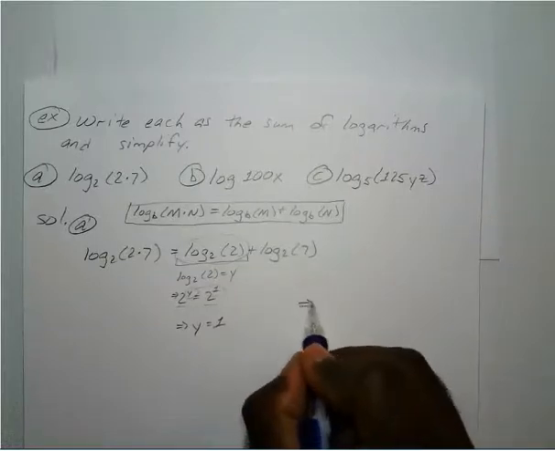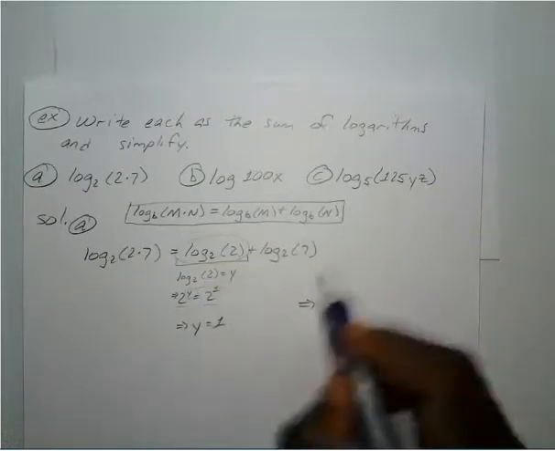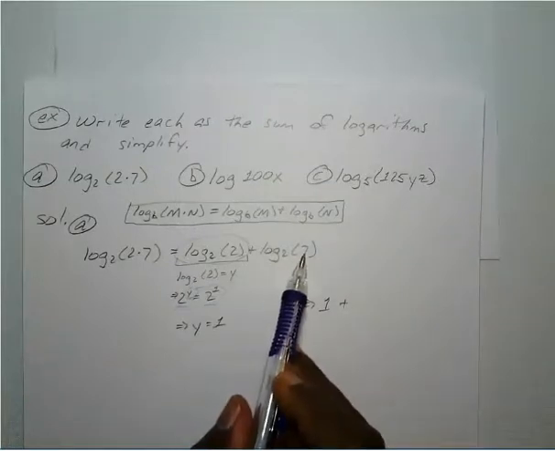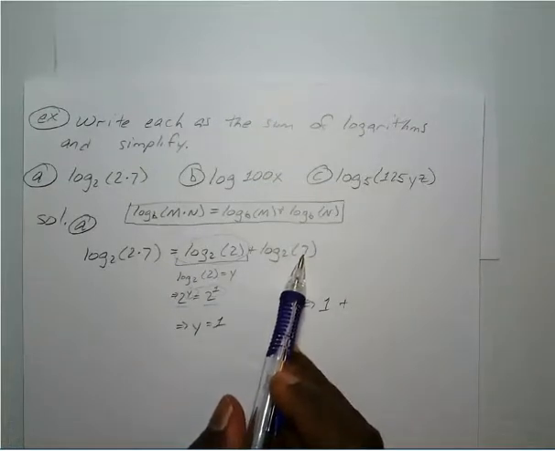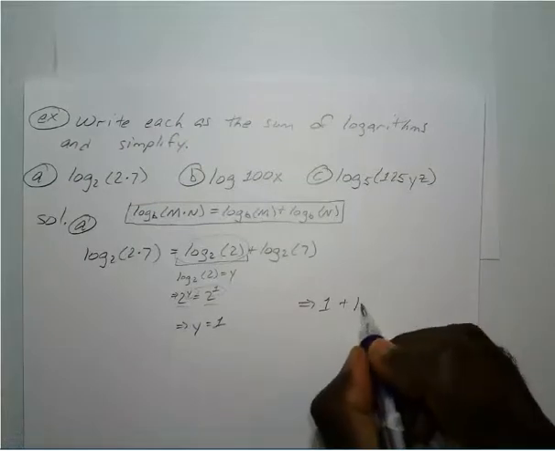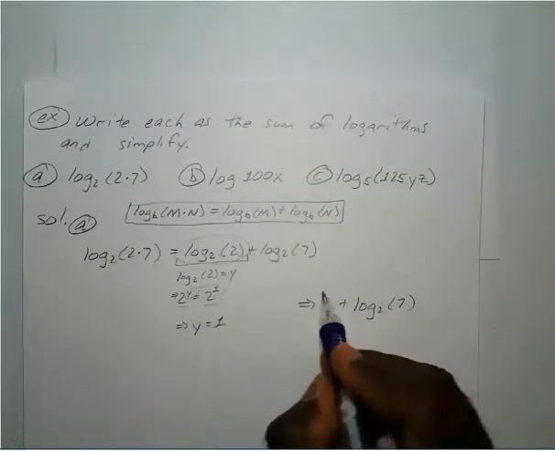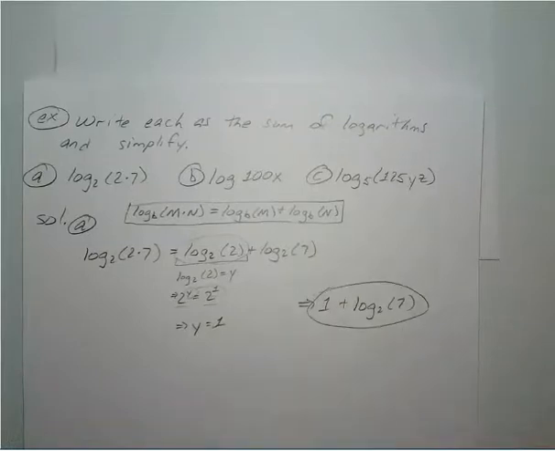So that gives us a final answer of 1 plus log base 2 of 7. You can't really simplify that, so that just stays log base 2 of 7. Okay, so that's your final simplified answer for that one.